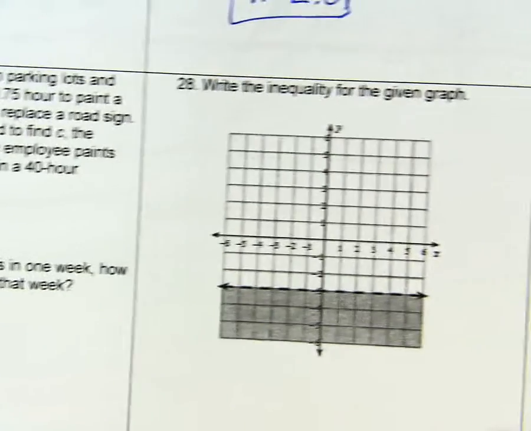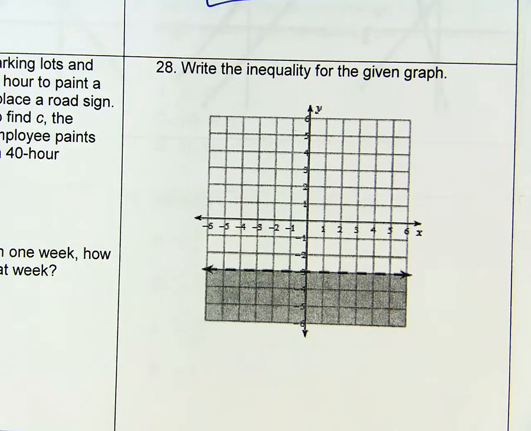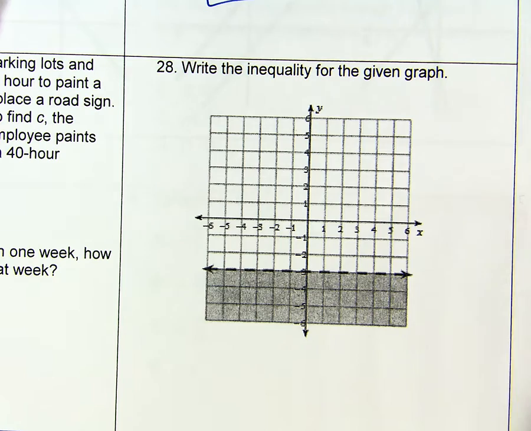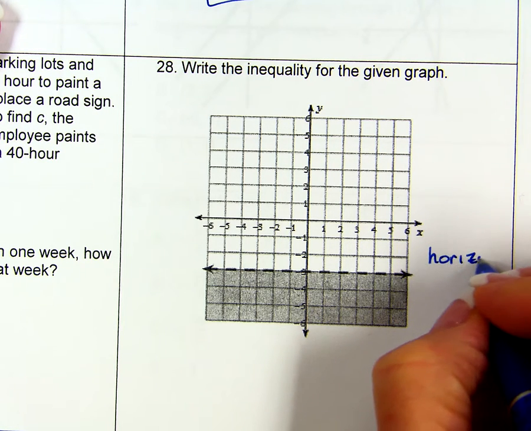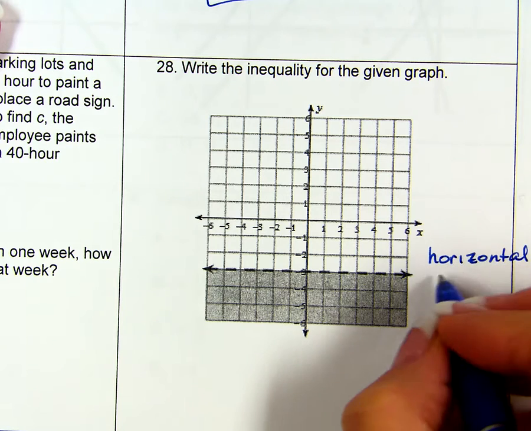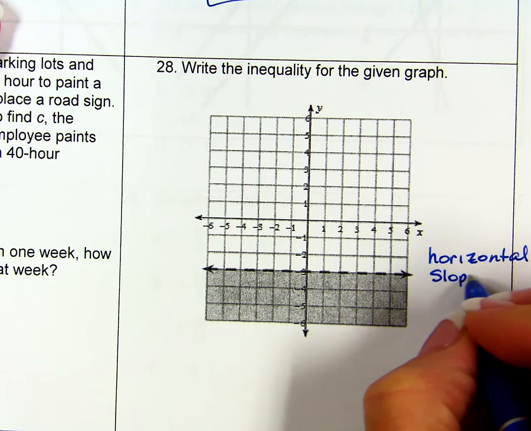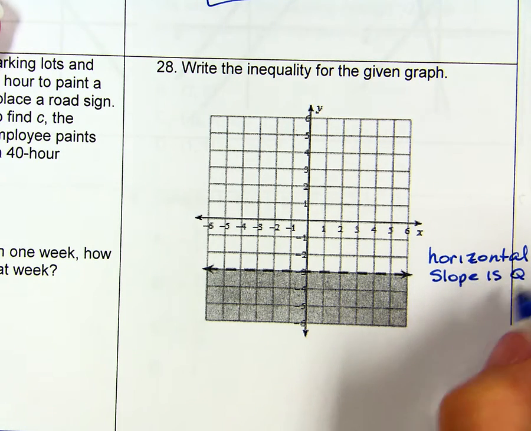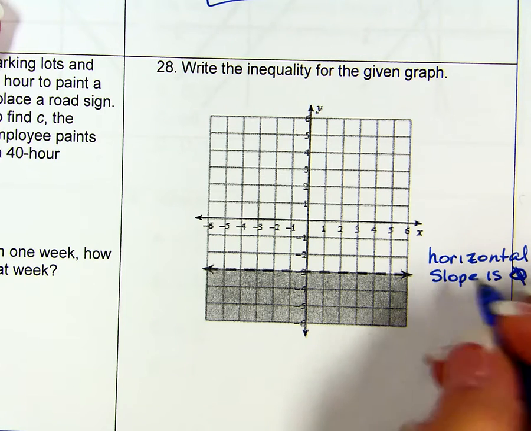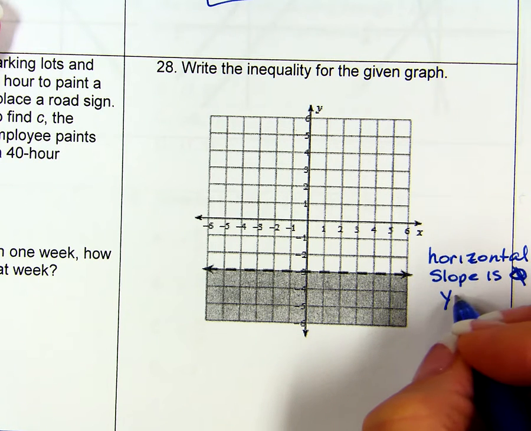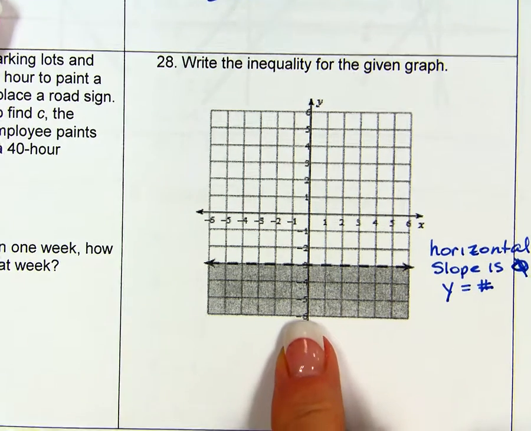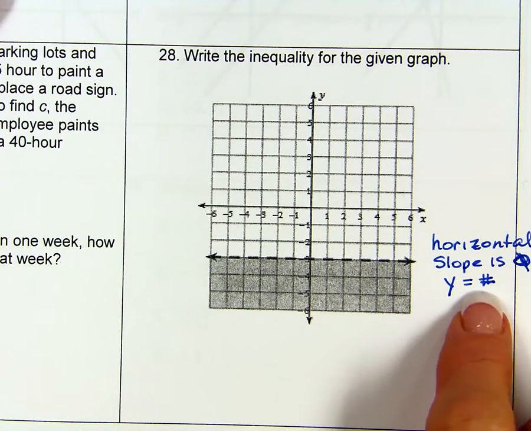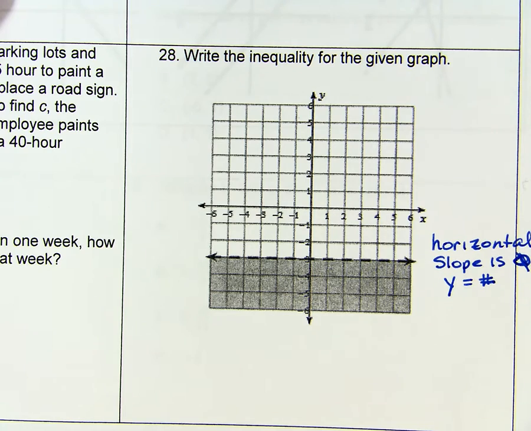Our last problem for part 6 is going to be writing an inequality for the given graph. First off, we have a horizontal line. So this is horizontal. What we know about a horizontal line is that its slope is 0, and its equation is always of the form y equals some number. For this case, we have an inequality. So instead of an equal sign, we're going to have an inequality sign.